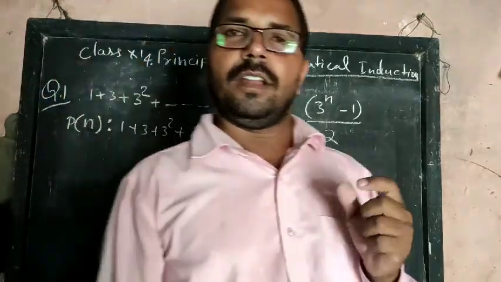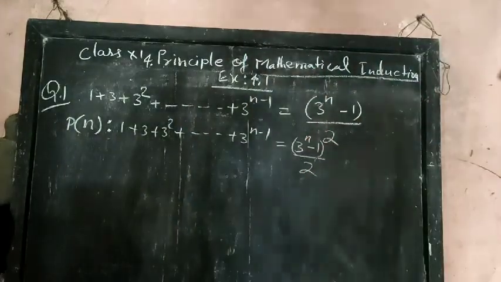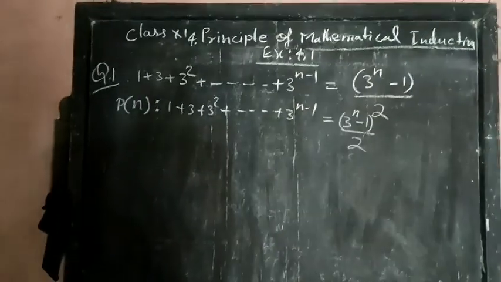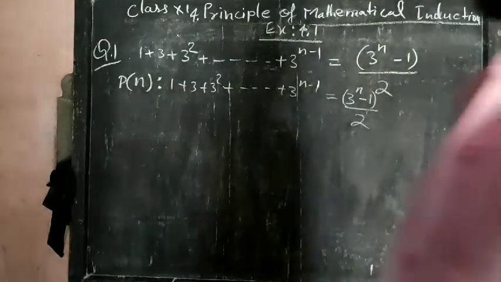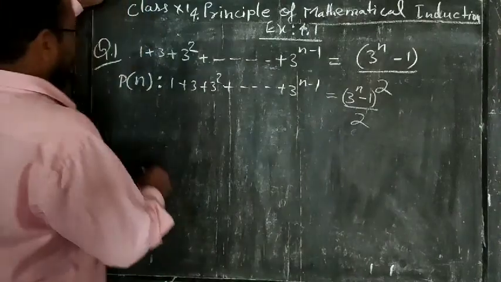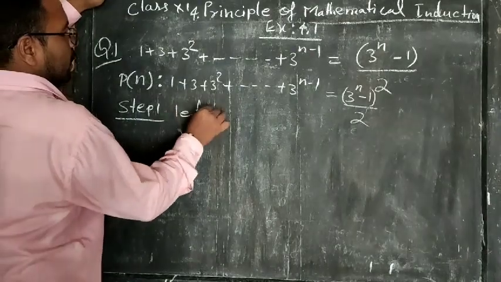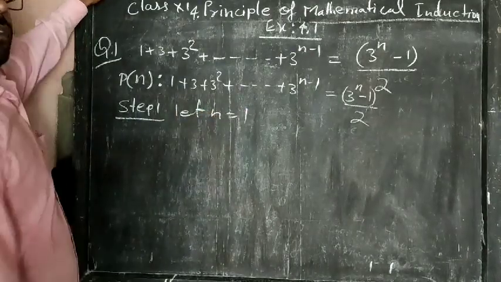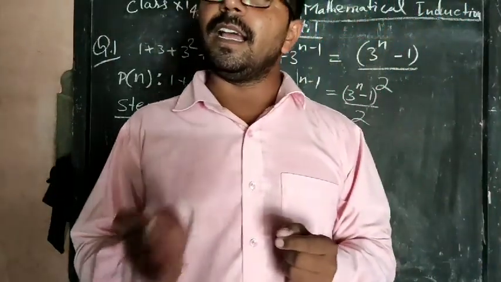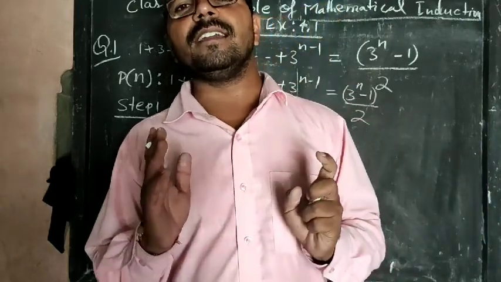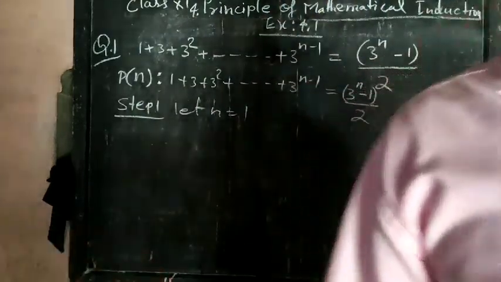So now we will go to step number first. What is step number first? It is telling here that we will check n is equal to 1. So first check it here, n is equal to 1. That is step first. Let n is equal to 1. The same value we will put on the LHS side and RHS side and solve it. If we are getting LHS equal to RHS, then we will say yes, it is true for n is equal to 1.